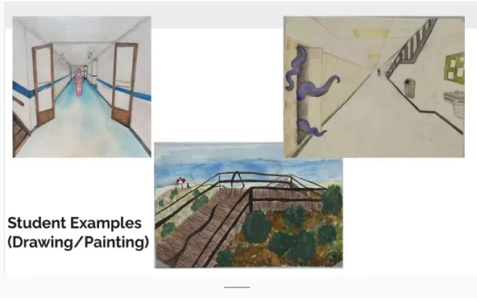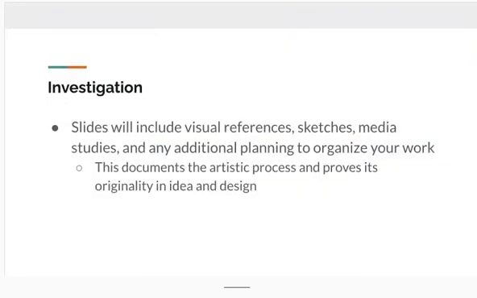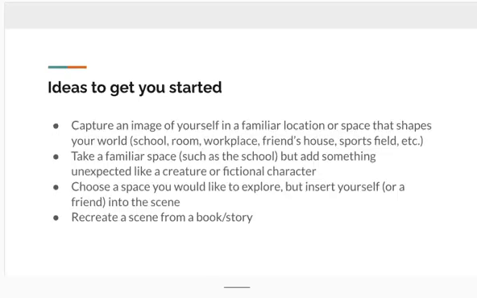Here are some other examples of students combining that idea of linear perspective with a foreground, middle ground, and background, and again using some of their own visual references. Again, that investigation is important. So that's where you're going to document and organize the process of your work. Because again, this must be original. You are not copying something that has already been created. You are making something new. You are constructing something brand new.